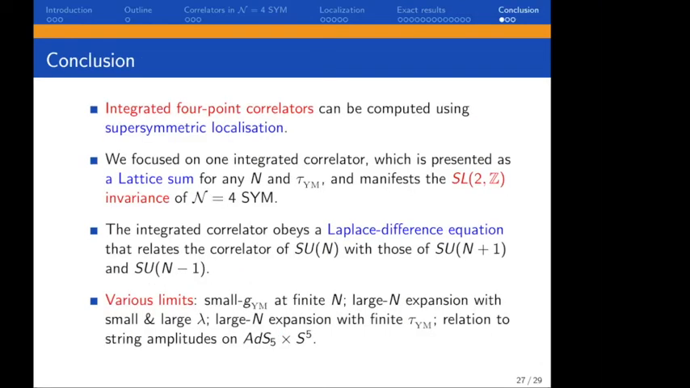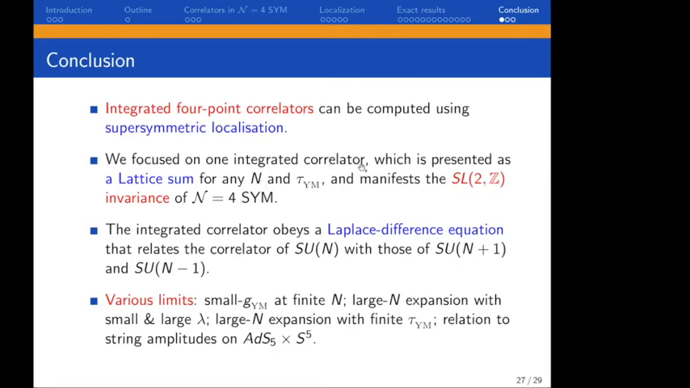Okay, let me conclude. So I discussed these integrated correlators, and I emphasized that they can be computed using supersymmetric localization. In this talk, I mentioned a bit the other integrated correlators, but mostly I focused on one of them. For this particular integrated correlator, we can present it as a 2-dimensional lattice sum, and the result is for arbitrary N and arbitrary coupling.